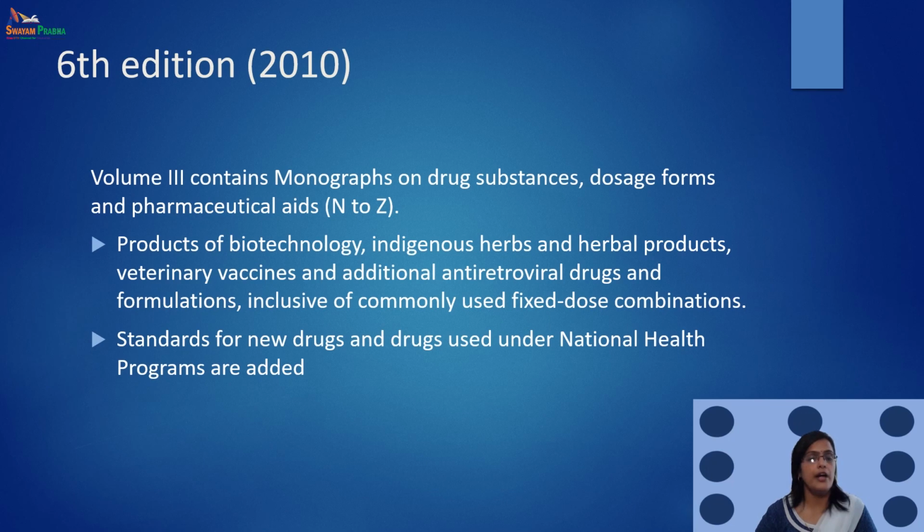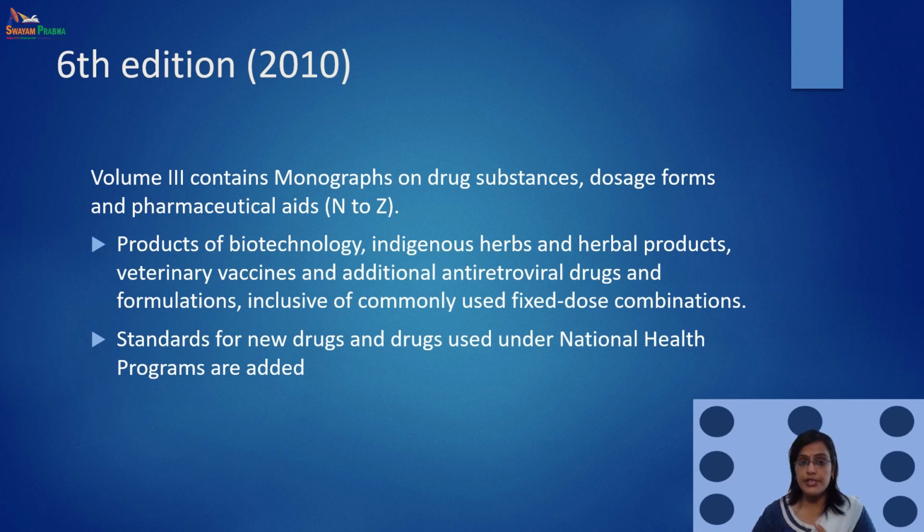Okay, and volume 3 contains monographs from N to Z, the alphabet N to Z, followed by monographs on vaccines and immunosera for human use, as well as herbs and herbal products, and blood and blood products related, and biotechnology products. So all these things.